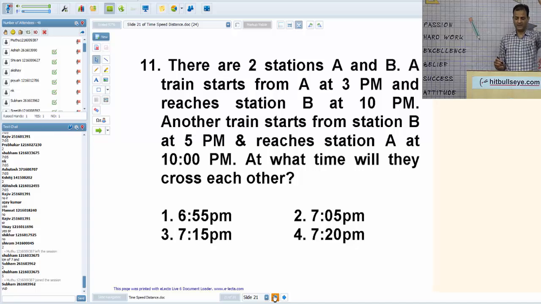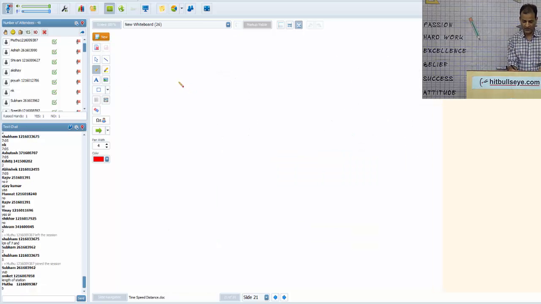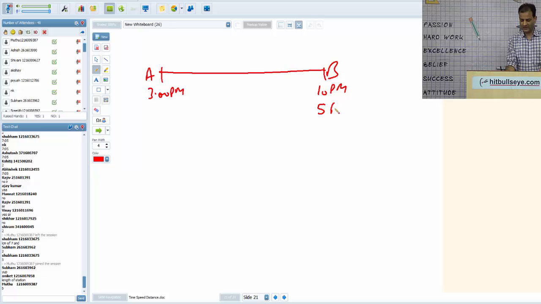There are two stations A and B. A train starts from A at 3 p.m. and reaches station B at 10 p.m., and the other starts at 5 and reaches at 10. Now see friends, there are two stations A and B. I'm writing the equation initially, after that we will make shortcuts. One train is moving at 3 p.m. reaching at 10 p.m., the other is moving at 5 p.m. and reaching at 10 p.m.